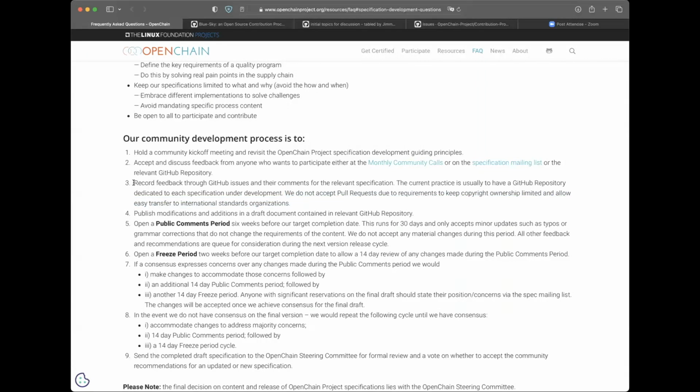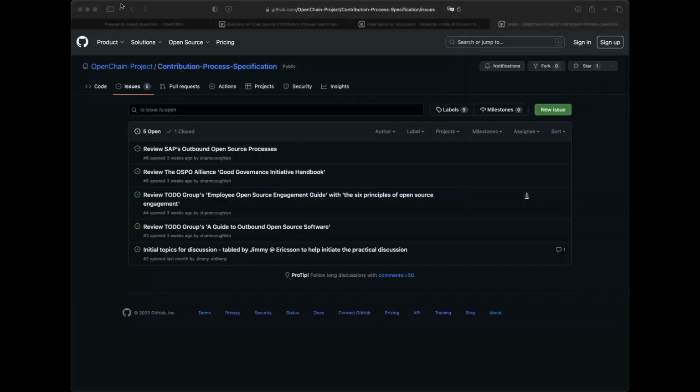Now, with using GitHub instead of a Word document, we're moving into a slightly different zone because times have changed. And we are putting our document on GitHub, albeit by saying this document is under this license, and that license is more restrictive. What I've done here is I've said we do not accept pull requests due to requirements to keep copyright ownership limited and allow easy transfer to international standards organizations.